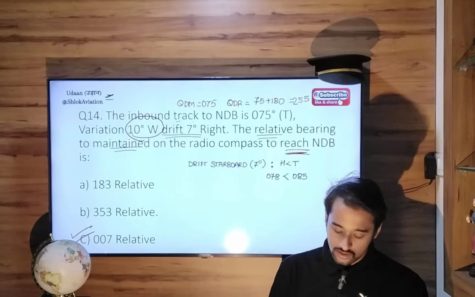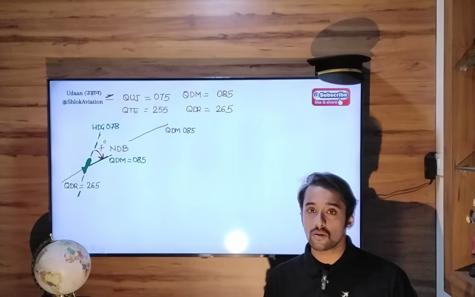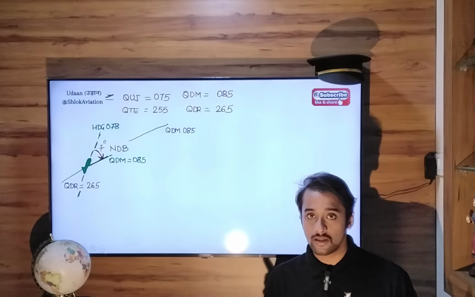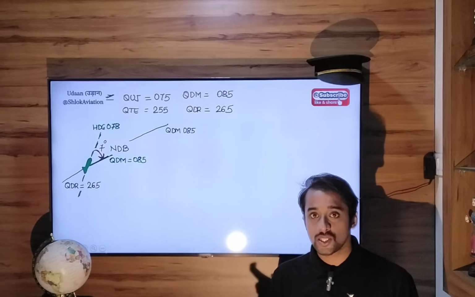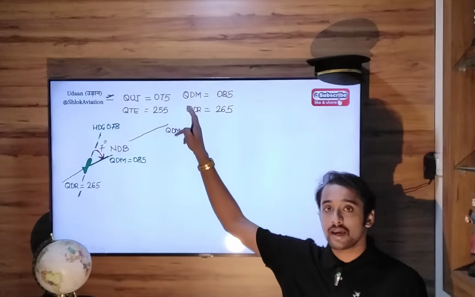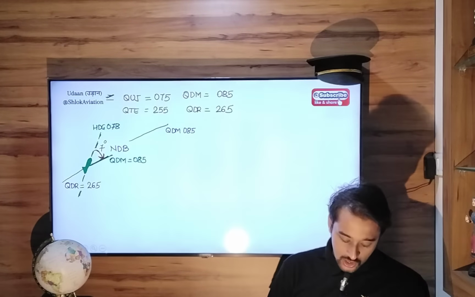Okay, so this is how you do the sum. QUJ was given to you through bearing towards the station. From that you obtain true bearing from the station. Using variation you obtain the corresponding magnetic directions. Plot the diagram. Now heading was not given to you.